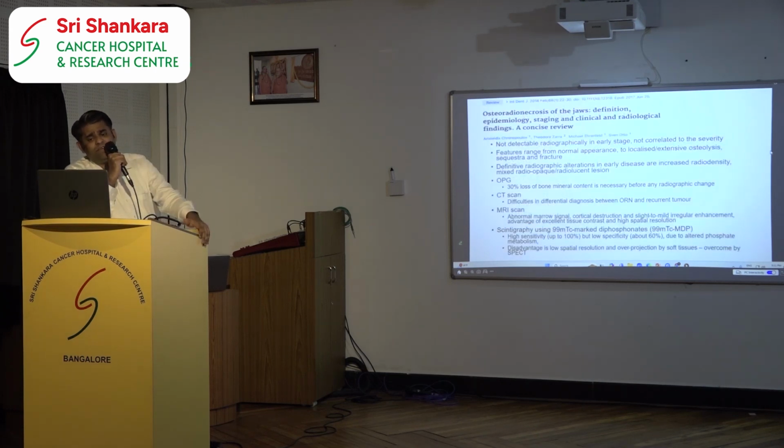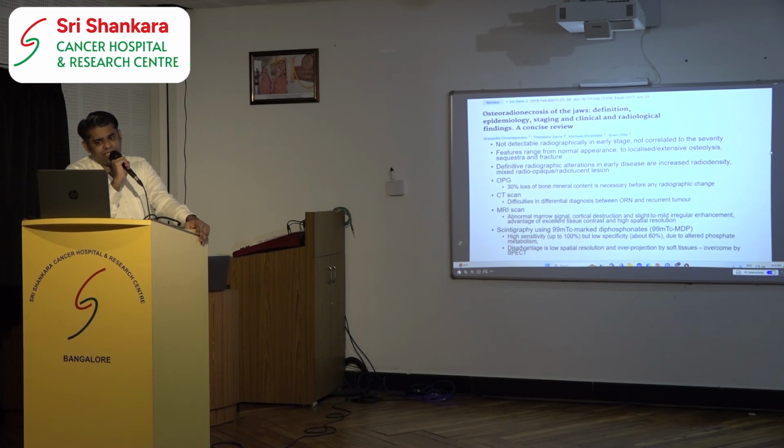This is a concise review article on osteoradionecrosis, which talks about the features of ORN: not detectable radiographically in the early stage and not correlated with severity. There may not be any radiological evidence of disease, but there may be mucosal exposure more than 2 centimeter across. Bone may be exposed. If you see all the definitions which are given, every definition talks about bone exposure. Features range from normal appearance to localized extensive osteolysis, sequestra, and can be fracture also. Definitive radiographic alterations in early disease are increased radiodensity, mixed radiopaque, radiolucent lesion, orthopantomogram, I talked about it.